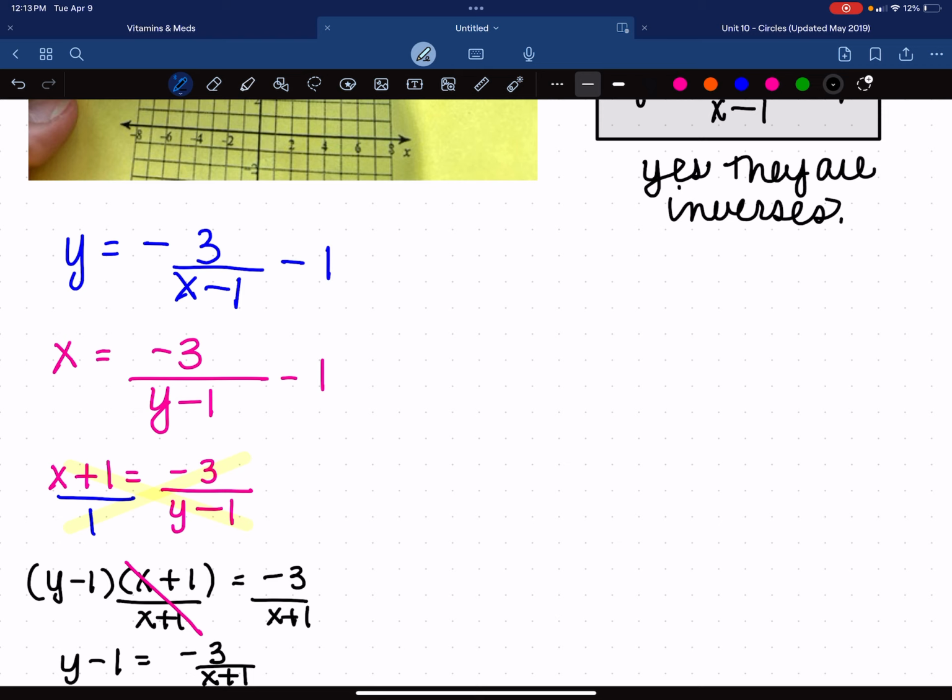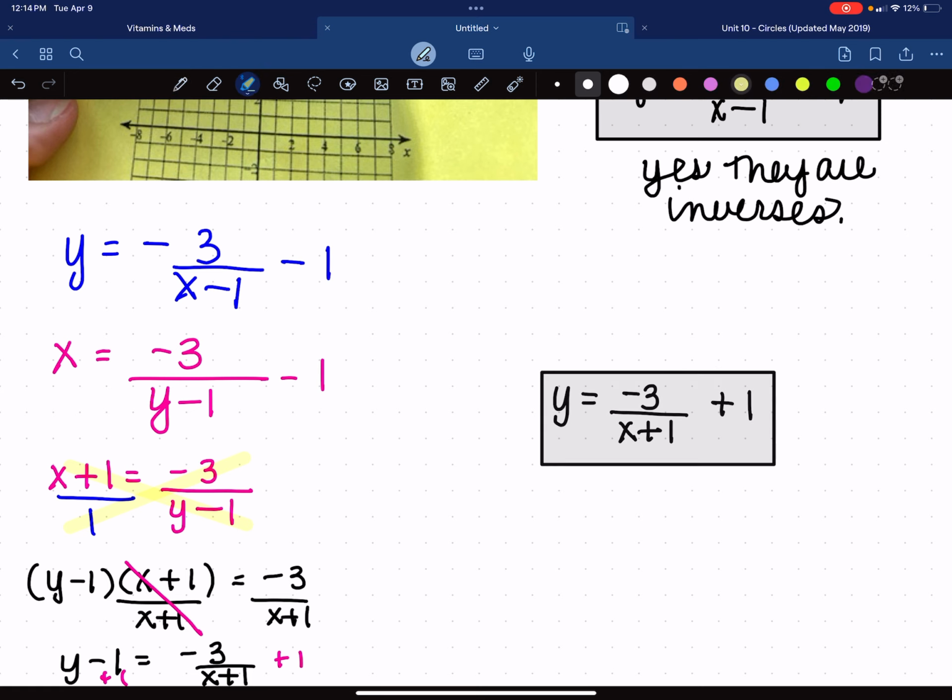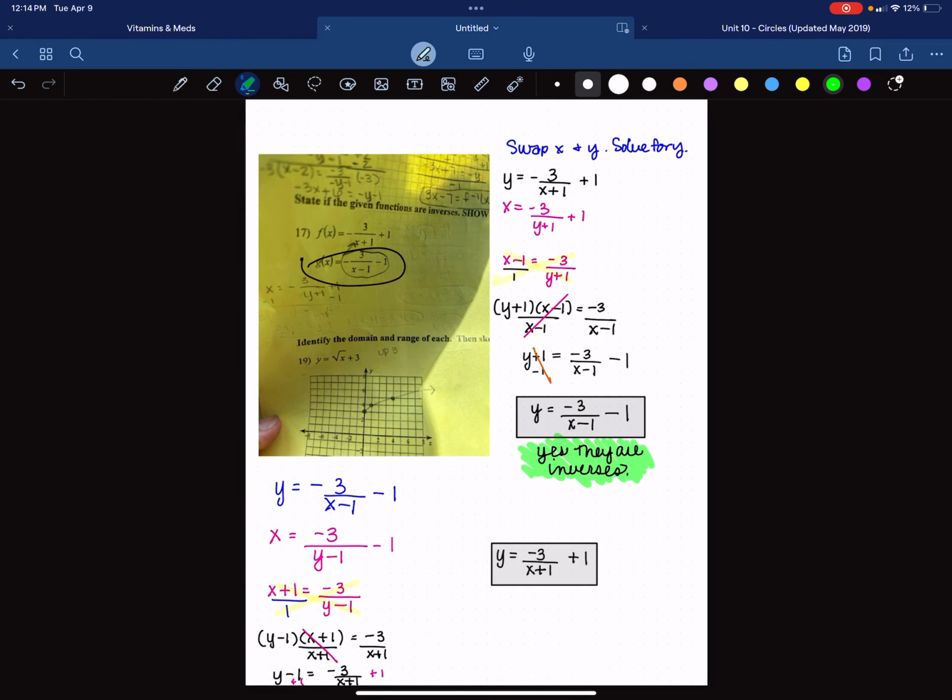And then you got to add 1 to get rid of that on the left. And so you end up with y equals -3 over x plus 1, and then plus 1. So yes, they are inverses. Because when you swap x and y and solve each one of them, they turn into each other.